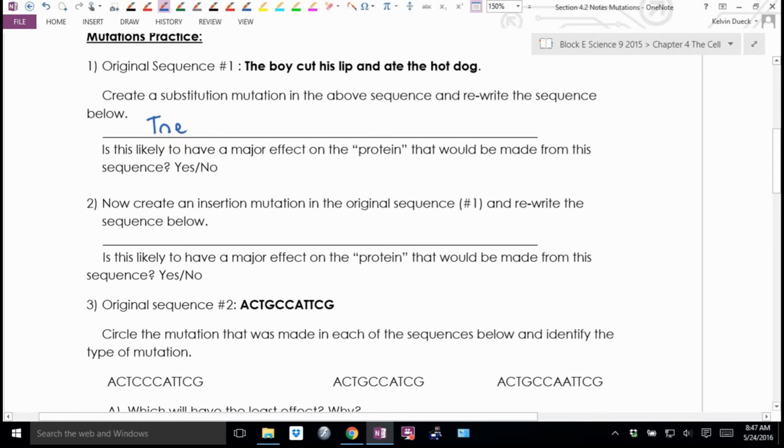Boy works fine. Cut works fine. Lip works fine. Now that would be if we substituted the same letter in a big long chain. That doesn't happen a lot of the time. All that happens is only one single letter gets changed. Okay? Is this likely to have a major effect? Probably not. There are some words that are wrong, but most of them are fine.